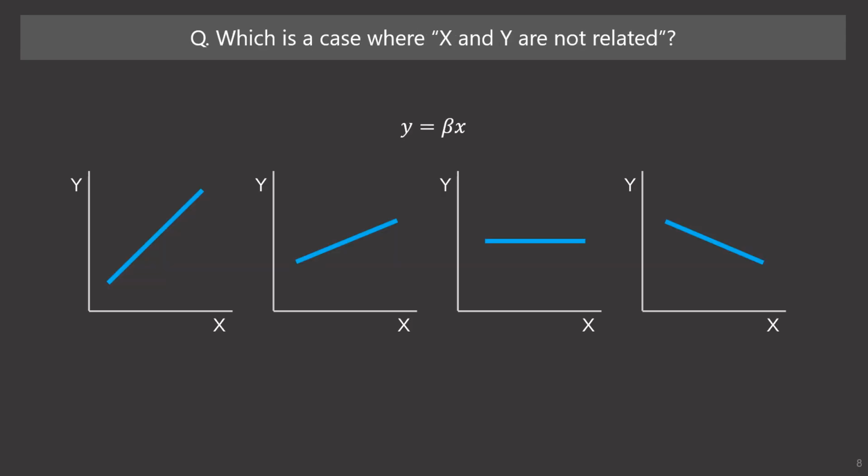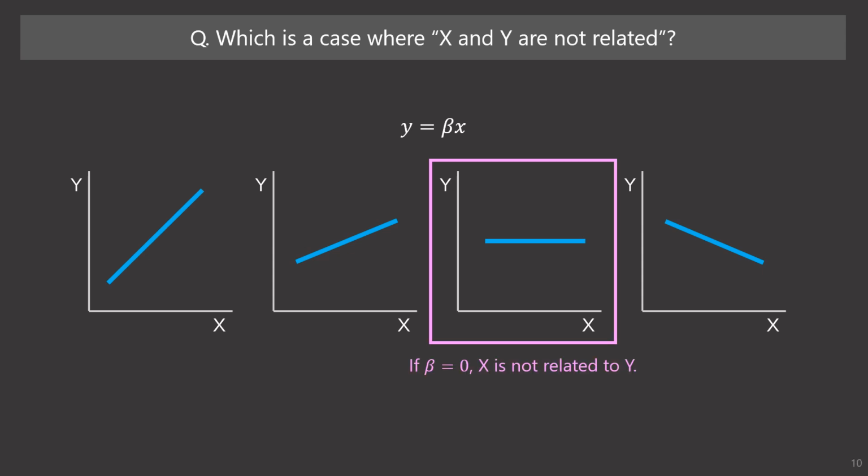Before going on to the world of regularization, let's answer a basic question. We have four graphs that represent the relationship between x and y. Among them, which is a case where x and y are not related? Pause the video for a while and give me your answer. Alright, what is your answer? The correct answer is this one.